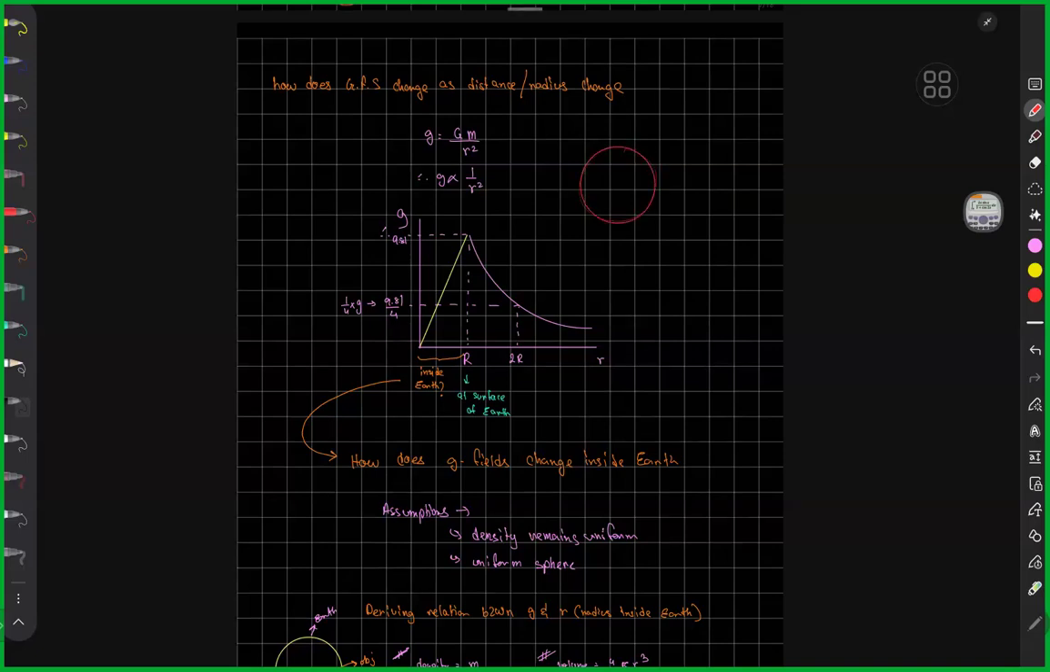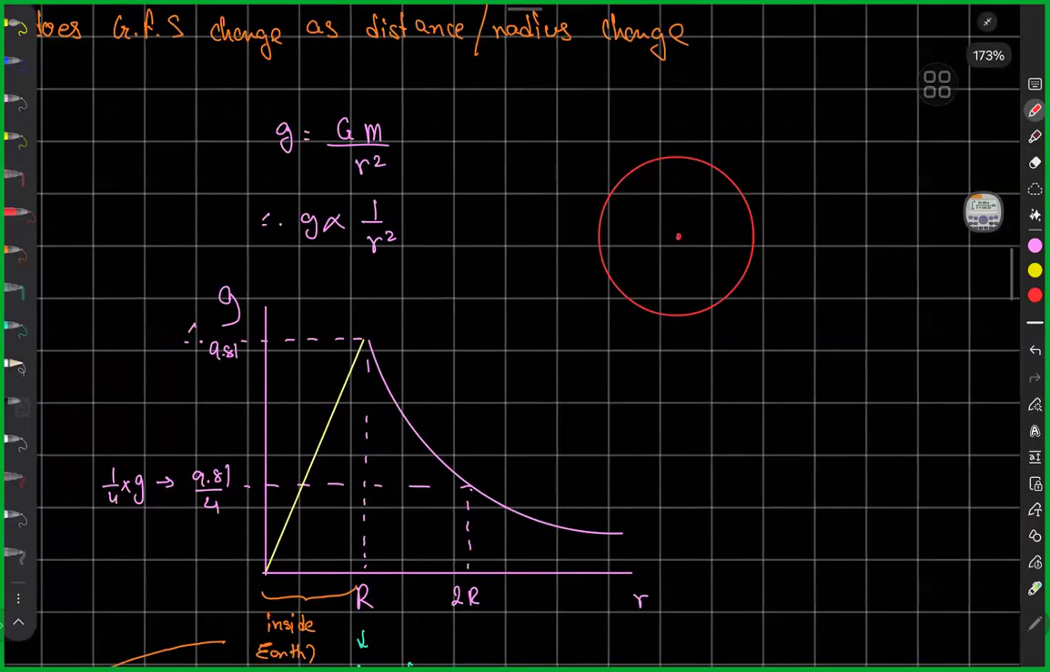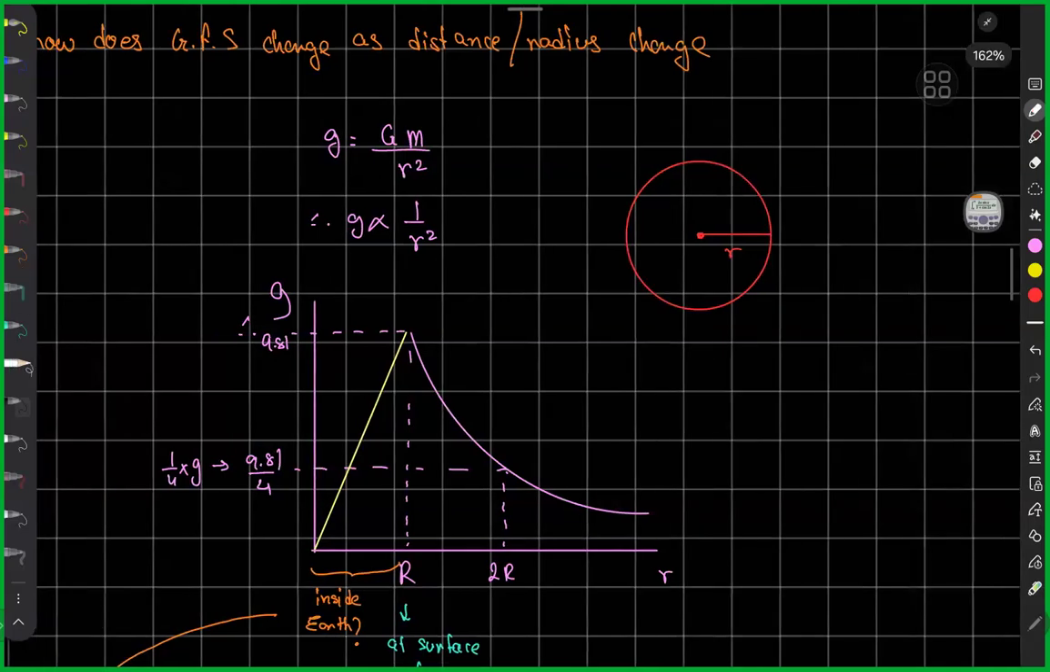So if this is my planet and this is my center, this is my R, and let's say this is a random distance away from this planet or Earth. Let's say it goes till infinity. So I have marked a diagram over here where the conversation starts from the center of Earth till going to infinity.